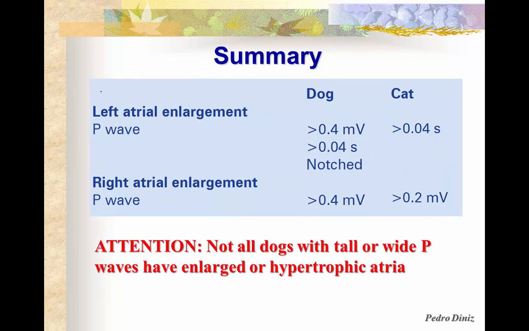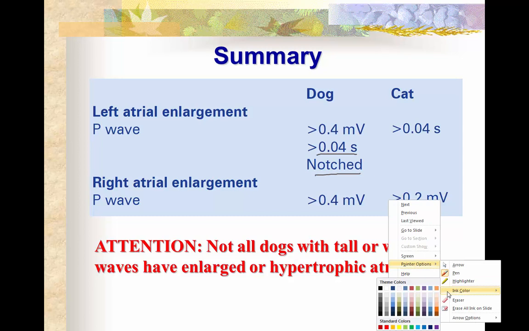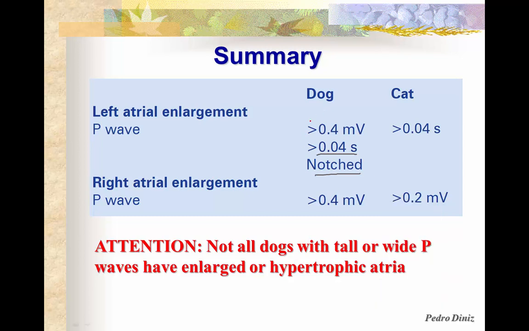So in summary, in animals with left atrial enlargement, we would see P waves that normally are wider or with a notch, or you might also see waves that are taller because the amount of mass between the right side of the heart, the atria, and the left side of the atria is larger, and sometimes you see hypertrophy of the mass. More mass, higher the waves. In right atrium enlargement, P waves tend to be taller than 0.4 millivolts for dogs and 0.2 for cats.